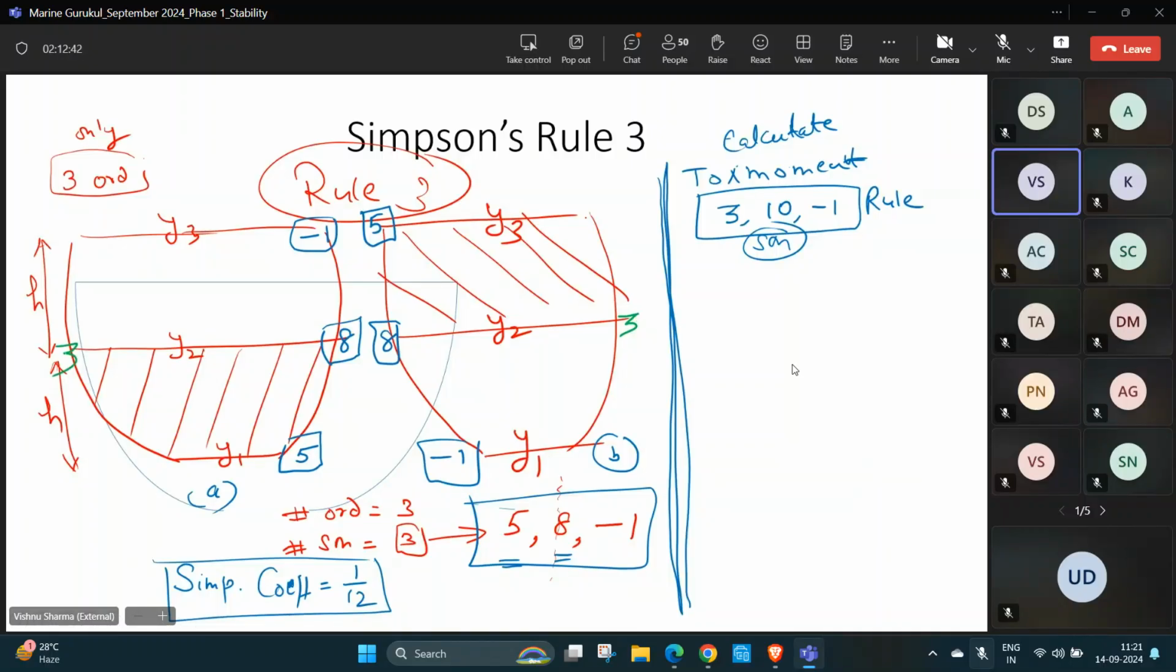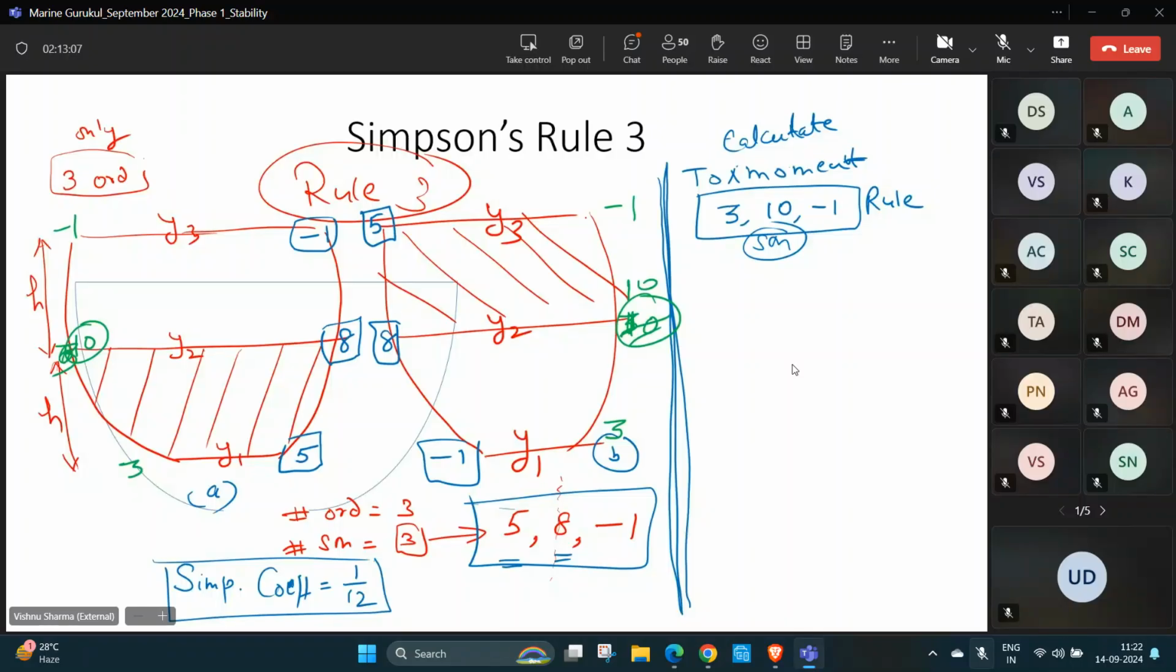Sorry, my mistake. Sorry, guys. Just 10. Okay. To which one will 3 be assigned? 3 will be assigned to the one which was assigned 5 earlier. So that means in the left diagram, it will be 3, 10, minus 1. In the right diagram, it will be 3, 10, minus 1. Am I clear, beta?